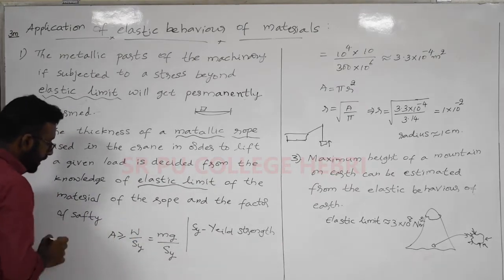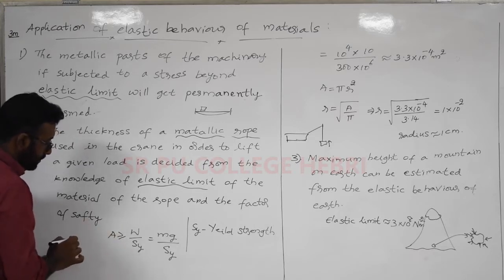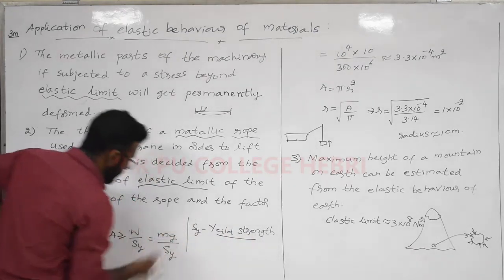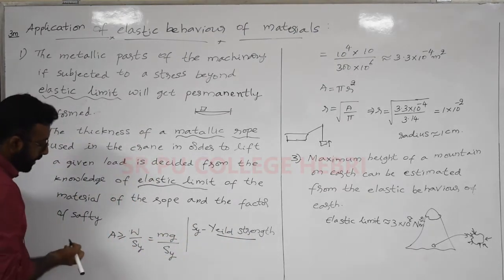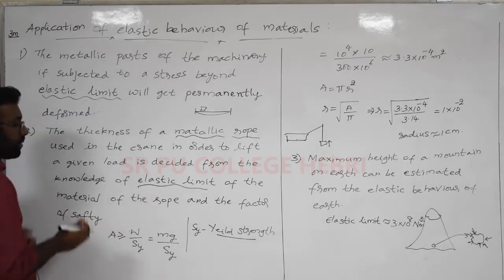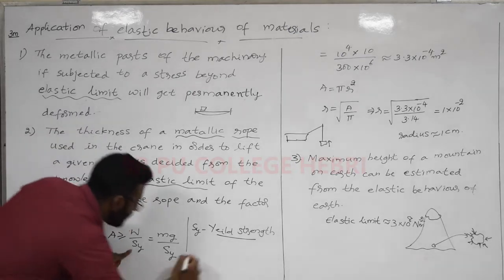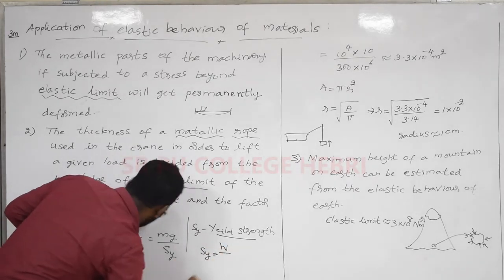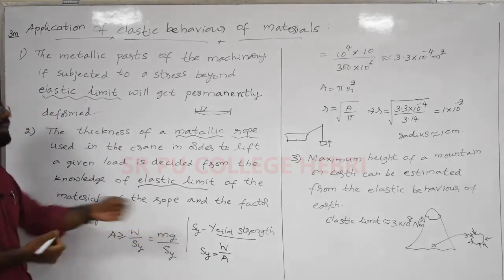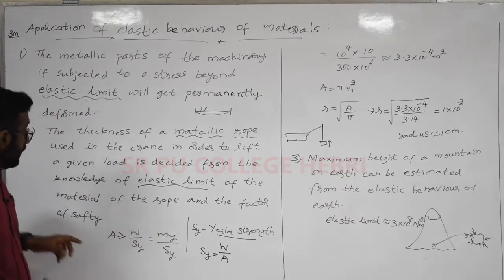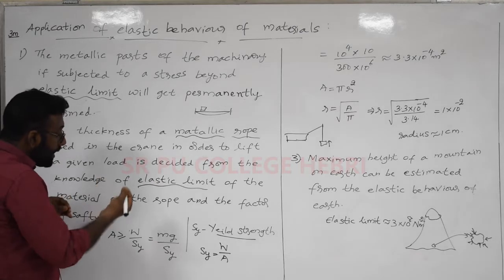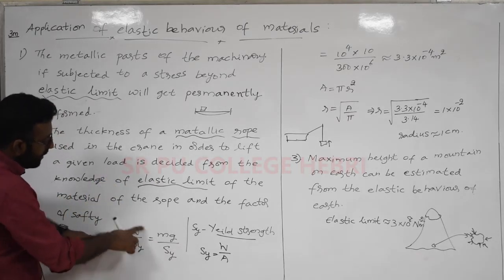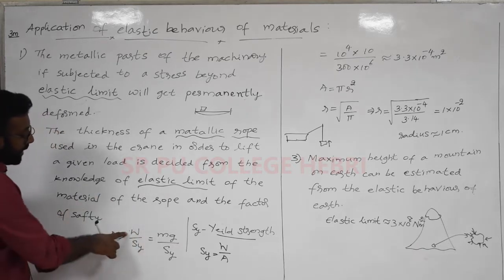The area of the rope should be greater than or equal to W divided by S_Y, where S_Y is the yield strength. It is a stress, right? So taking this term to this side, it will be W divided by A. We can write it like this. The area or thickness of the rope should be greater than this value.